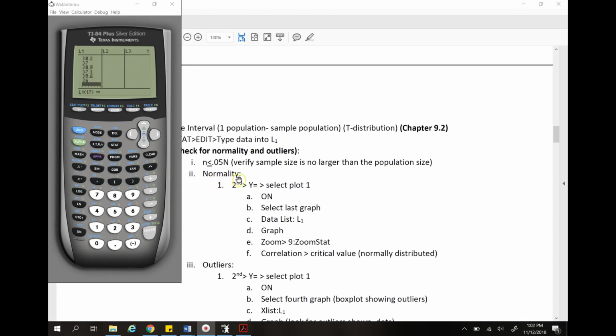So what we're going to do first is check for normality. Go to second y equals. Make sure select plot 1 is on, so you can see it is highlighted. It says select the last graph. Data list is L1. That's where we put our data. Hit graph.